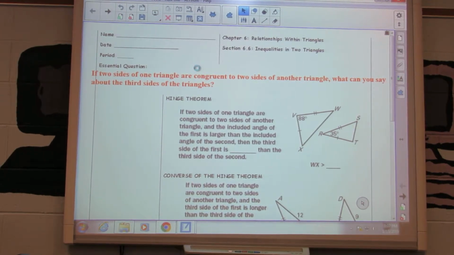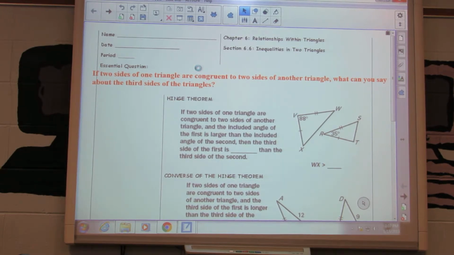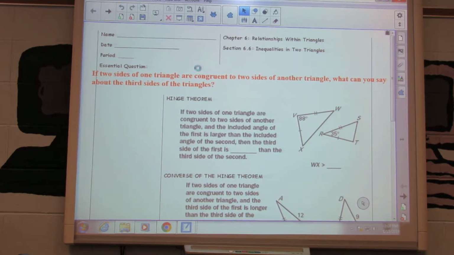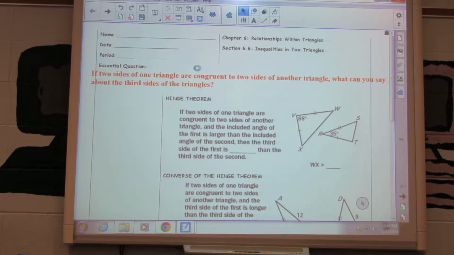So today we are looking at inequalities in two triangles. Our essential question: if two sides of one triangle are congruent to two sides of another triangle, what can you say about the third sides of the triangles? So we're going to have triangles where we have two sides congruent, and we're going to look at what I know based on the third side or the angle in between them.